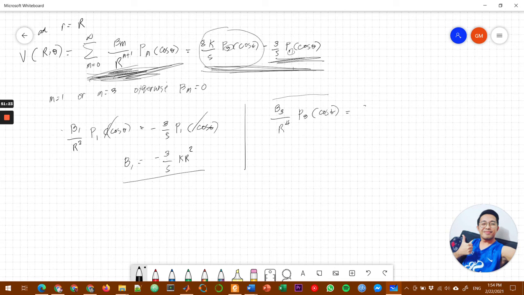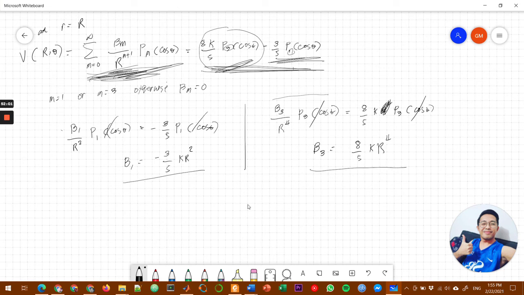8 over 5 k R to the 4, P3 cosine theta, so the P3 cancels. Therefore B3 is just 8 over 5 k, it no longer has R to the 4, sorry. So this is R to the 4. Okay, that is B3.